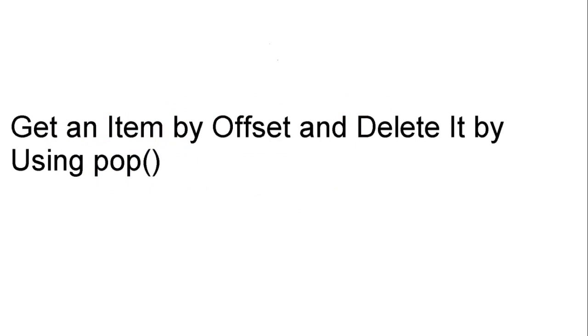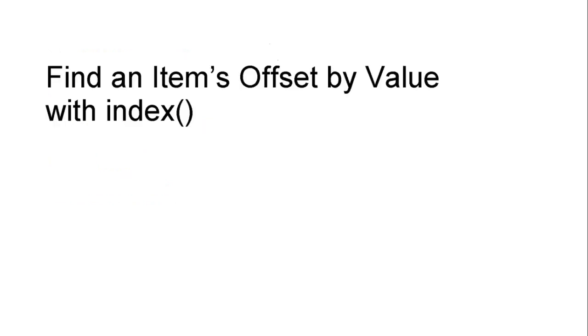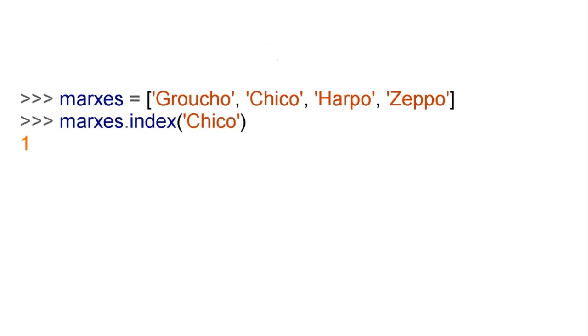Get an item by offset and delete it by using pop. You can get an item from a list and delete it from the list at the same time by using pop. If you call pop with an offset, it will return the item at that offset. With no argument, it uses -1. So pop(0) returns the head of the list and pop() or pop(-1) returns the tail, as shown here. Find an item's offset by value with index. If you want to know the offset of an item in a list by its value, use index.